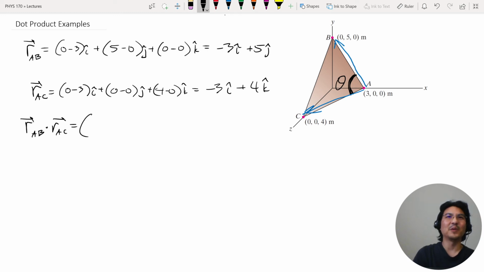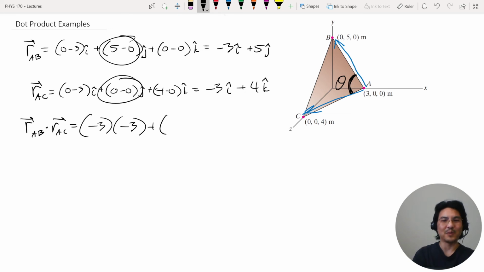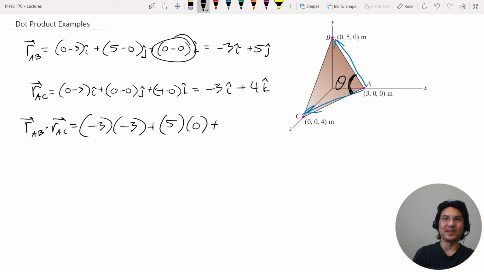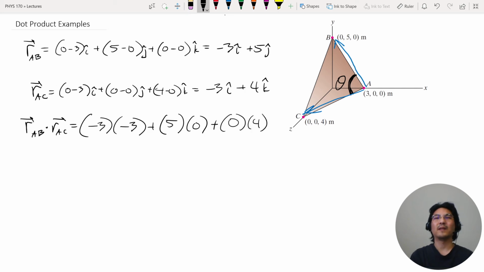Right, so x component, negative 3, times this x component, negative 3, plus this y component times this y component, plus this z component times this z component. Okay, so we got this dot product, it's 9, right? We got it.